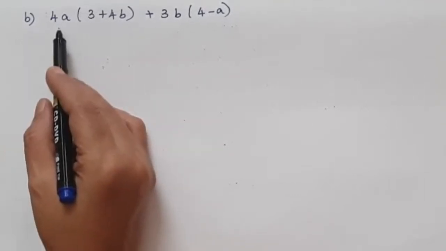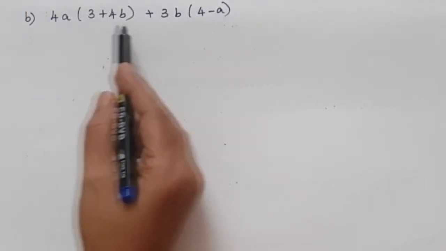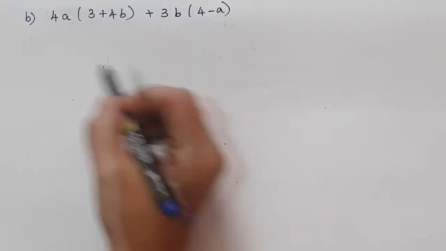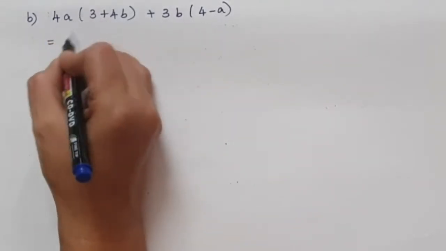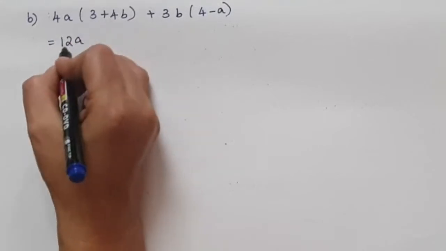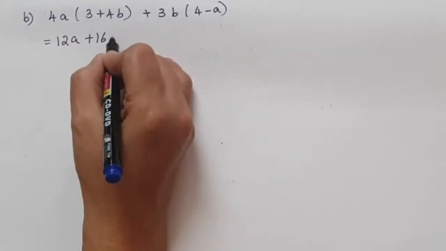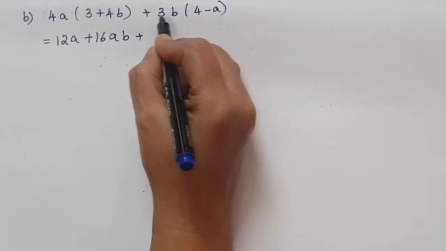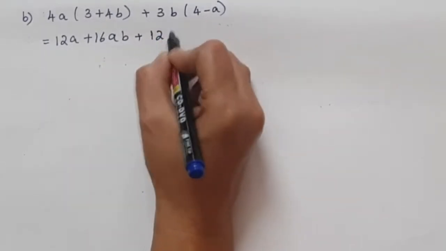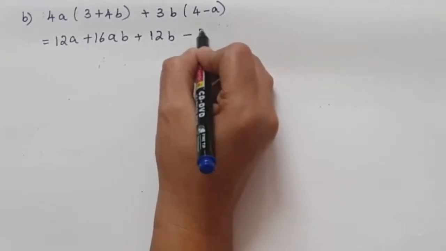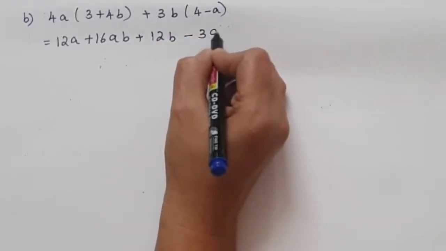Now the B part, 4a into 3 plus 4b plus 3b into 4 minus a. Now multiply it. So it will be 12a. 4a into 3 is 12a. 4 into 4 is 16 and a into b is ab. Plus 4 3s are 12 and then b. Then 3 minus 3 and then here it is ab.